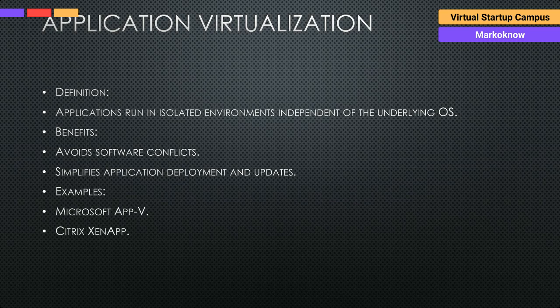This is the best use case because even sitting at home you can work on a particular server through it. Okay, application virtualization is where the application runs in an isolated environment independent of the underlying OS. It means that if you want to host a particular application that holds a heavy amount of RAM and data, you need virtualization, and cloud services do not depend on any server or operating system. It avoids software conflicts and gives simple application deployment and updates. Examples are Microsoft App-V and Citrix XenApp.